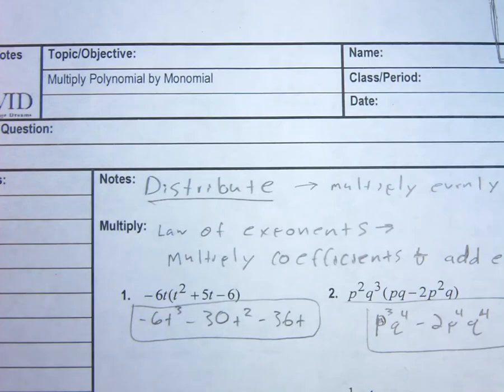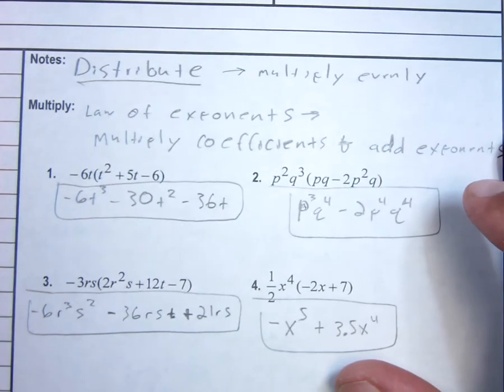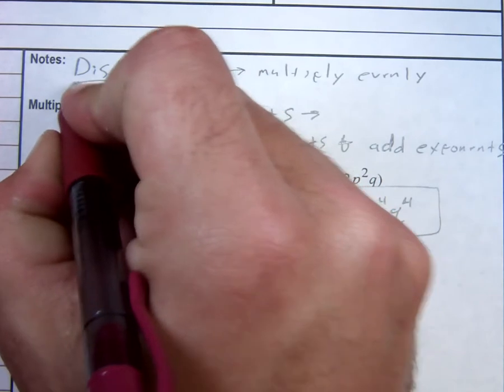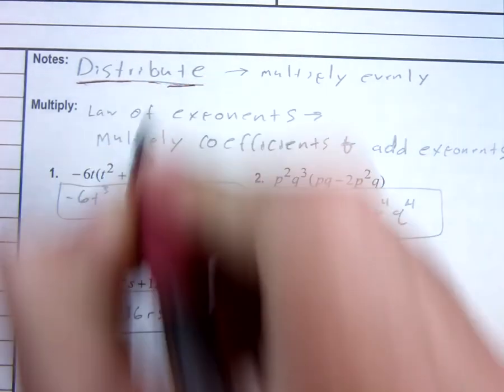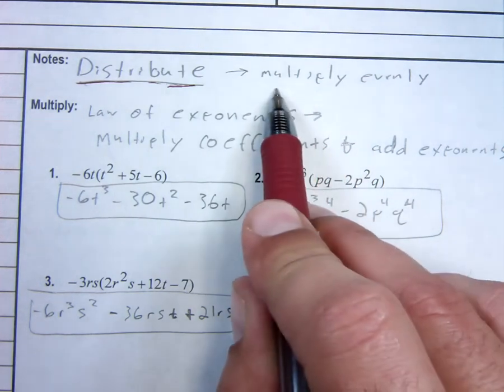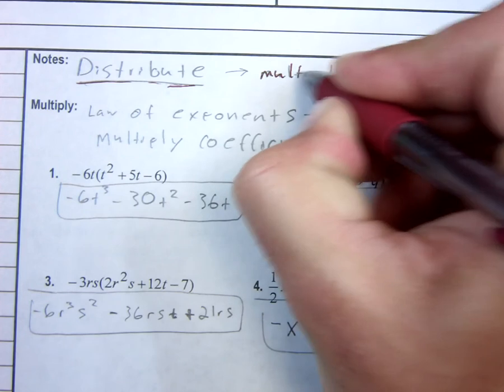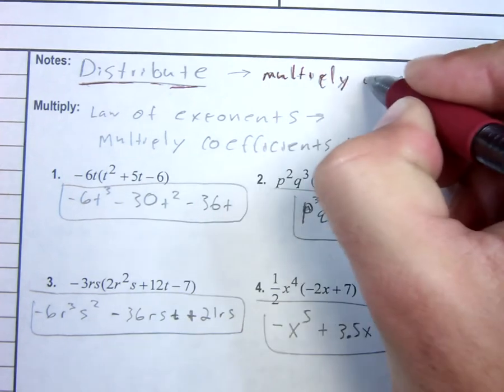The title of this is multiplying polynomials by monomials, so that's multiple numbers, and that's one number. Let's just get into this right now. I'm going to tell you right now we're going to distribute. We saw this in class. We're going to distribute. What that means is that you're going to multiply evenly.